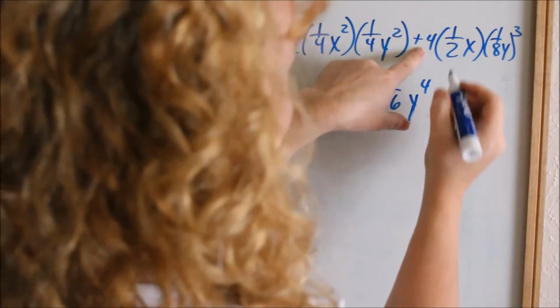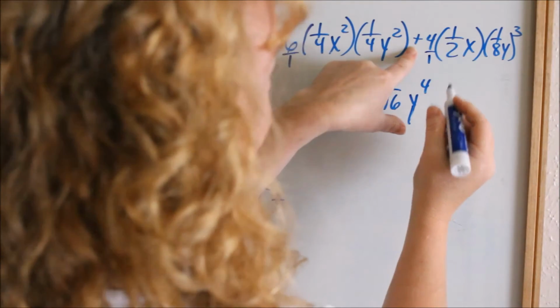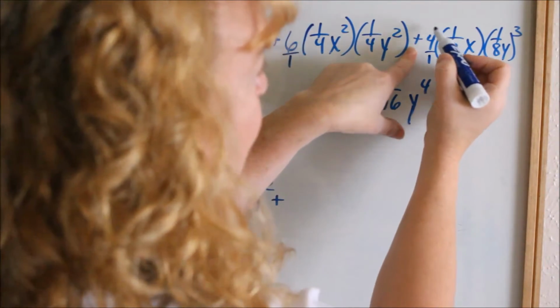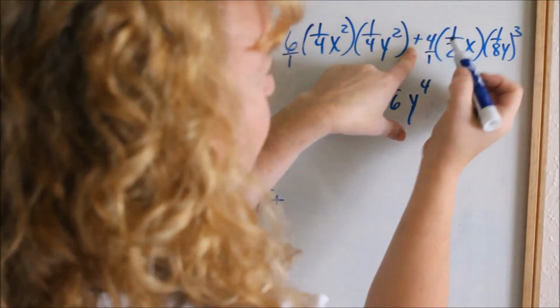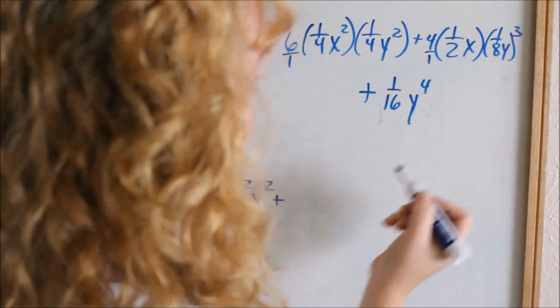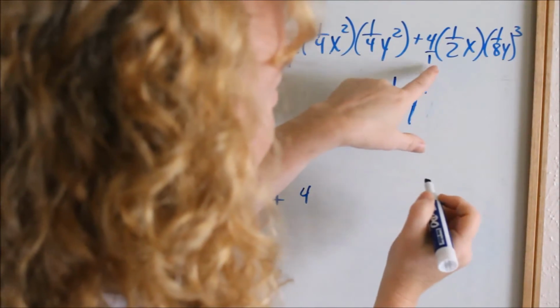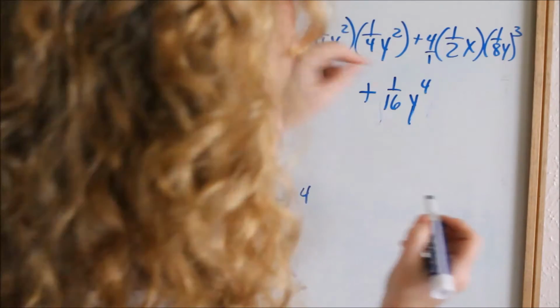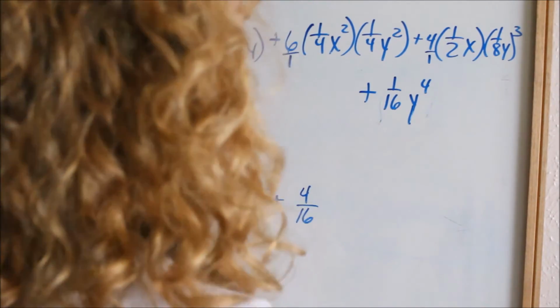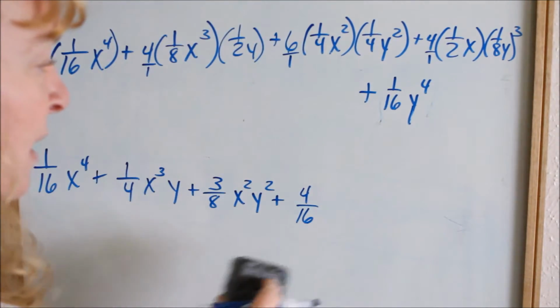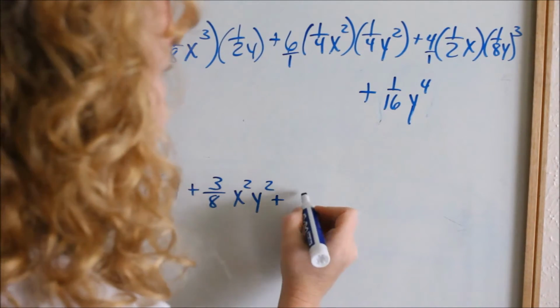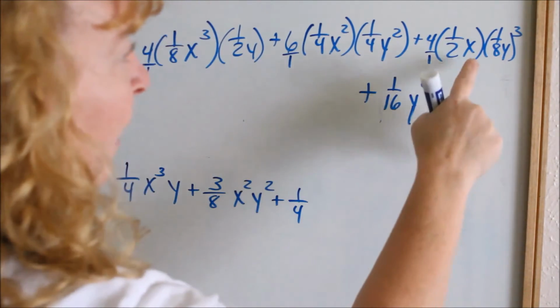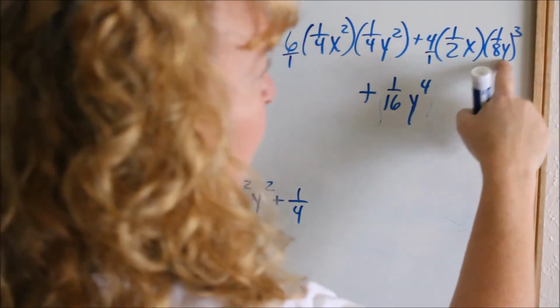Plus 4, let's put this over 1. Multiply your numbers to numbers, all your numerators together. 4 times 1 times 1. 4 times 1 is 4, times 1 is still 4. Your denominators, 1 times 2 times 8 would be 16. Again, we can reduce 4/16. 4/16 is 1/4. Letters to letters, x times y cubed.